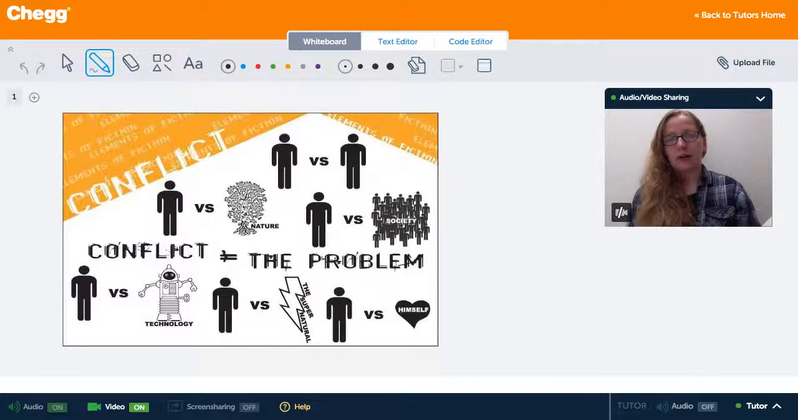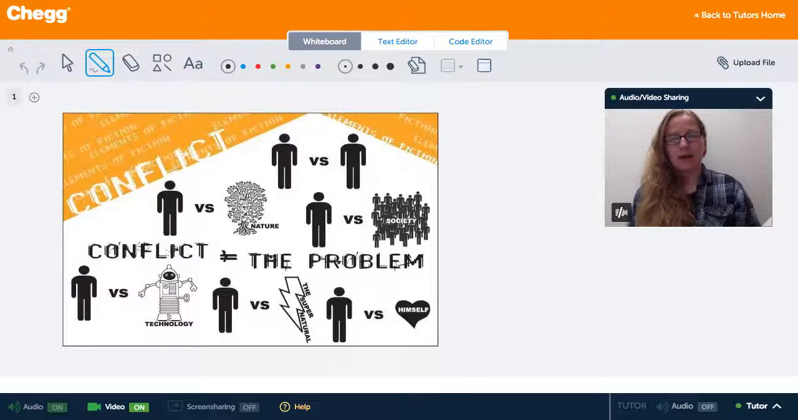Another type of conflict is person versus person. This is where the main character is conflicting with another physical person in the story. An example of this would be The Wonderful Wizard of Oz with the Wicked Witch.